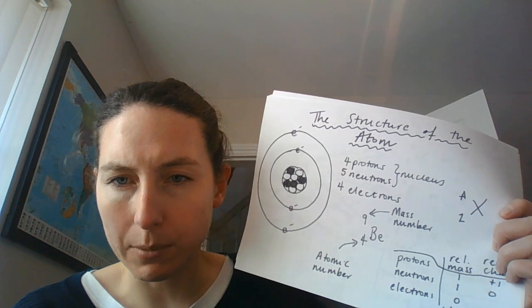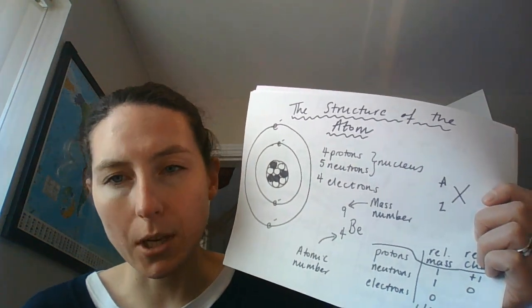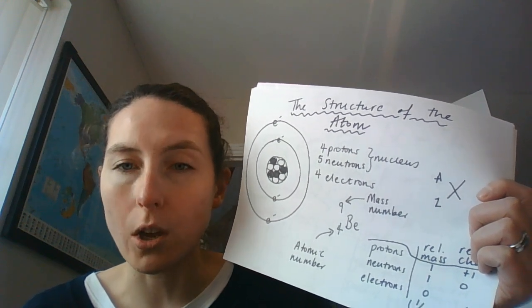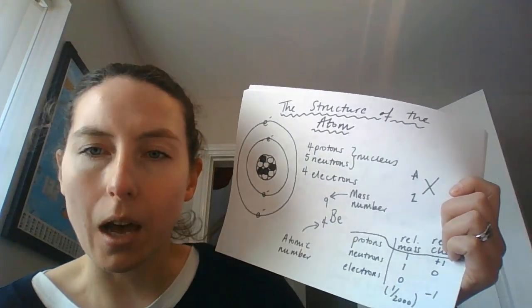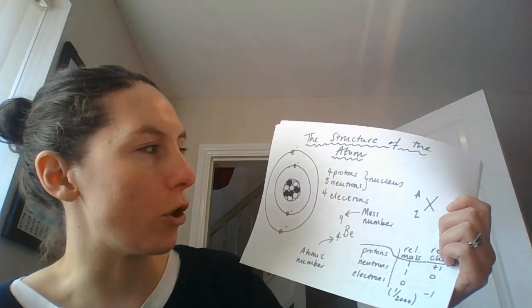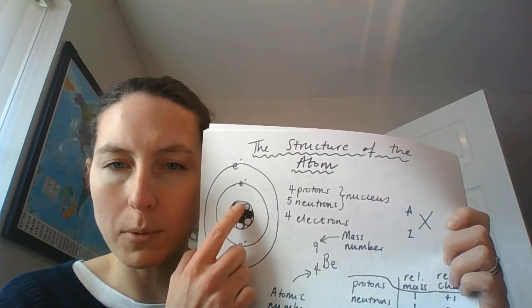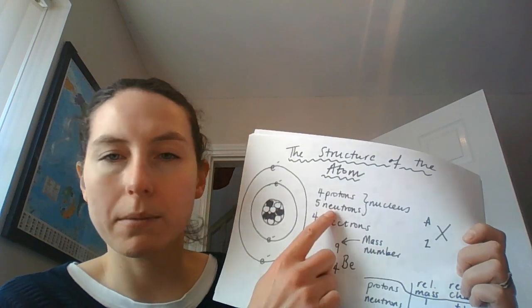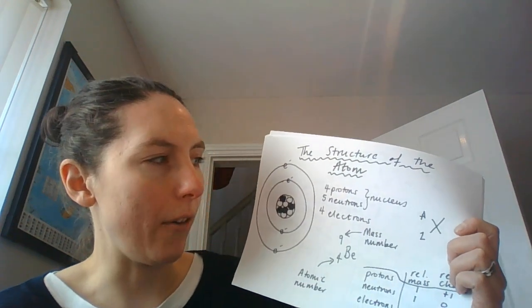The electrons are very small, usually considered to have negligible mass, although sometimes you might see that they have a relative mass of 1 over 2,000, sometimes 1 over 1814, the mass of a proton or a neutron. In this example, I have 4 black blobs, which I've depicted as protons, 5 white blobs, which are the neutrons, and 4 electrons orbiting around the outside.